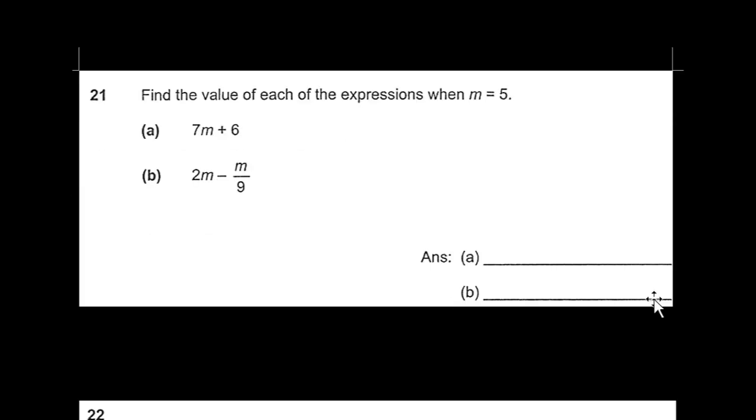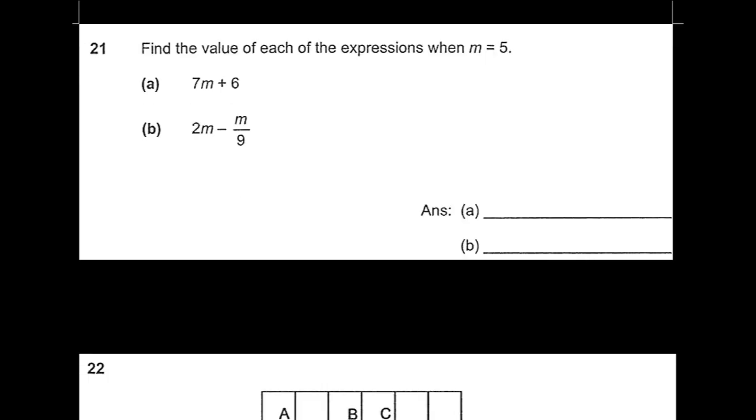Question 21. Find the value of each expression when m is equal to 5. Basically you need to replace m with 5. For 7m plus 6, you replace m with 5, and it becomes 7 times 5 plus 6. 7 times 5 is 35, plus 6 is equal to 41. So the answer is 41.